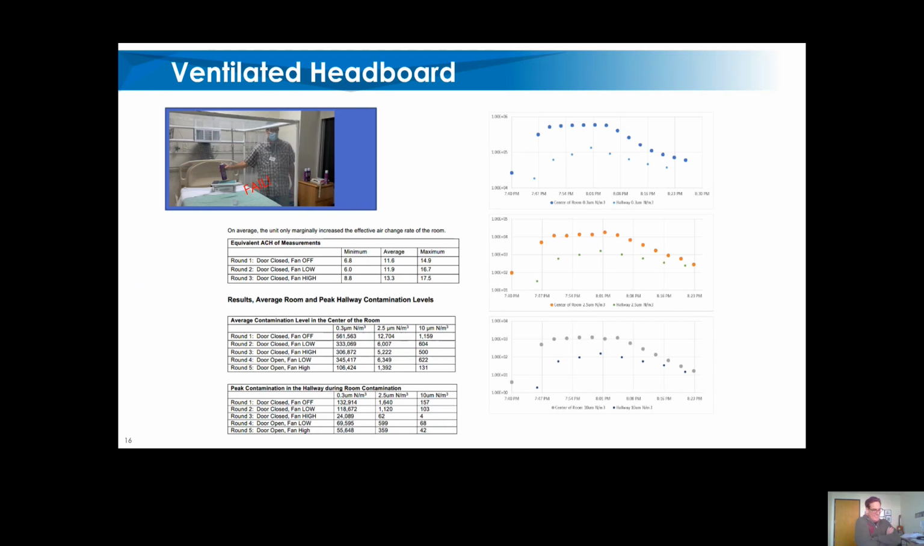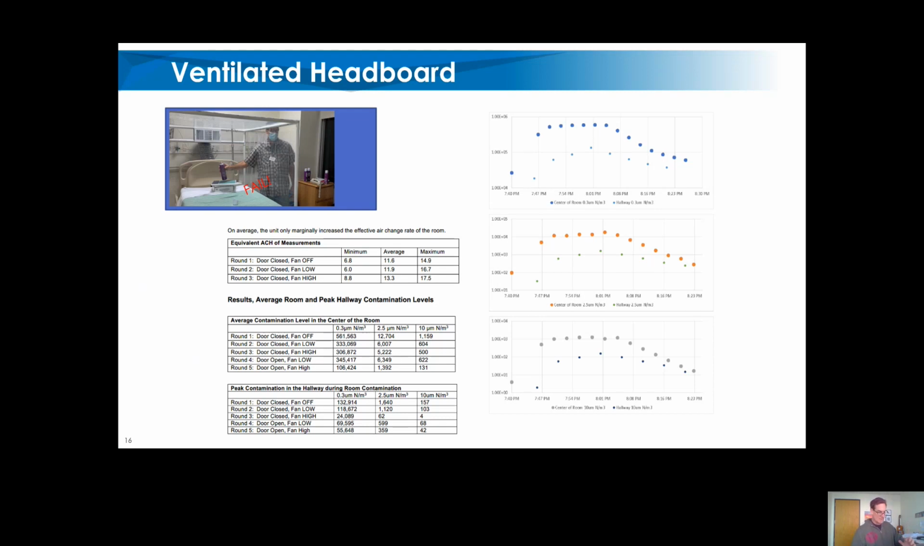I call this a failed test. We measured contamination in the room and in the hallway. The contaminant was hairspray here, and the measured contaminant removal was between 6 and 17 air changes, which is a significant improvement in the room, but I'm not actually going to talk about that. But in all cases, we saw cross-contamination into the hallway.